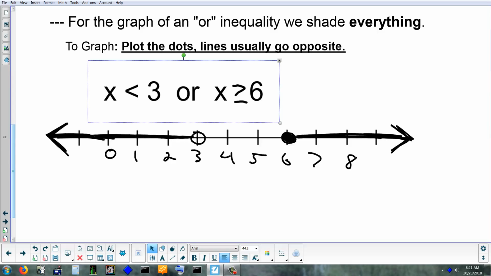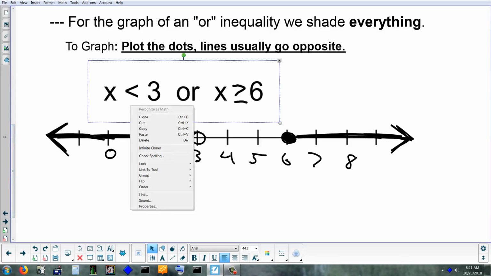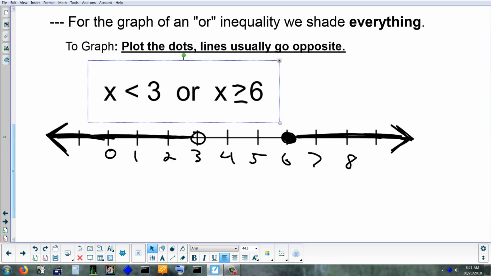So what we're saying here is you can pick any number as long as it's less than 3. Or, I'll give you another option, you can pick a number greater than or equal to 6. Either one. Okay? So "or" usually goes in opposite directions. And "and" is when you connect the dots, you go between.